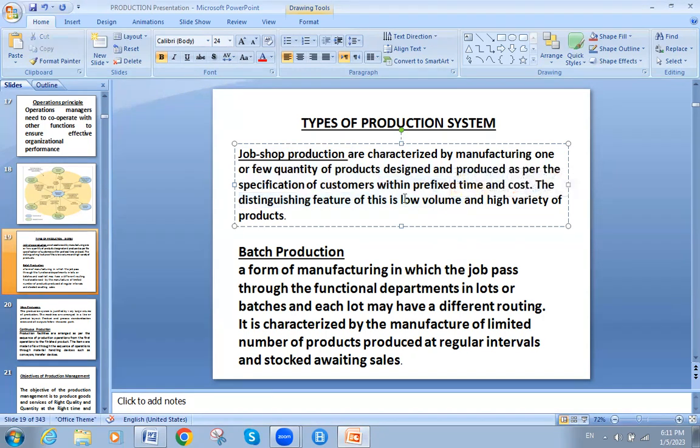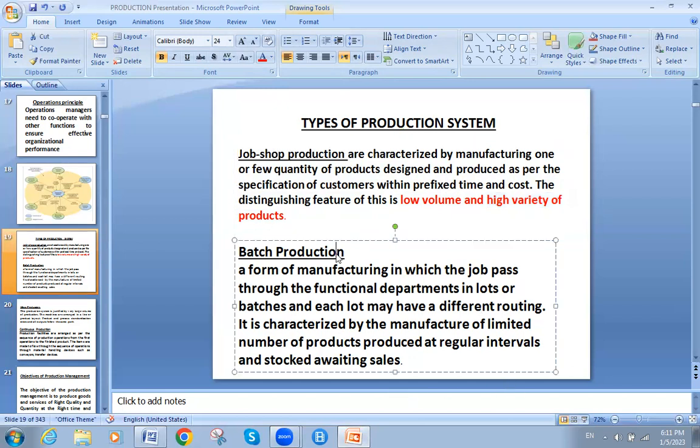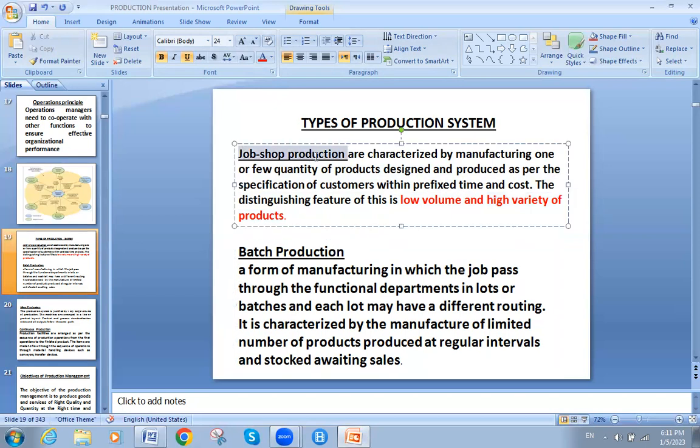The distinguishing feature of this is low volume and high variety of products. Why high variety? Because every client has his own specifications. Every client needs different requests, and that will make a kind of variety in the production system. The production system will not work on the same product. So this is the first type, which was job shop production.